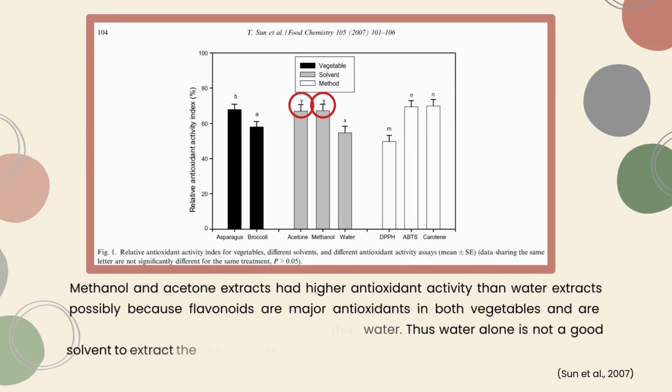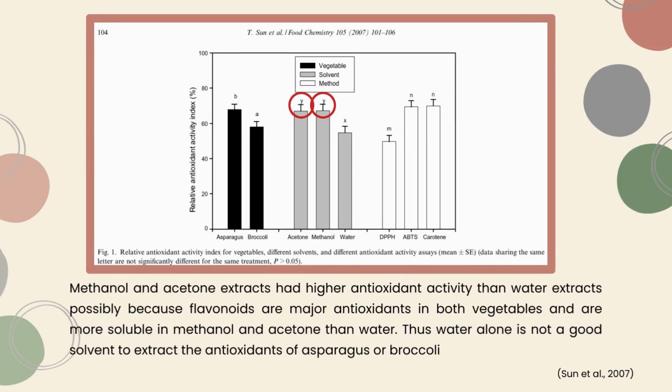From the present experiment, methanol and acetone extracts had higher antioxidant activity than water extracts, possibly because flavonoids are major antioxidants in both vegetables and are more soluble in methanol and acetone than water. Thus, water alone is not a good solvent to extract the antioxidants of asparagus or broccoli.